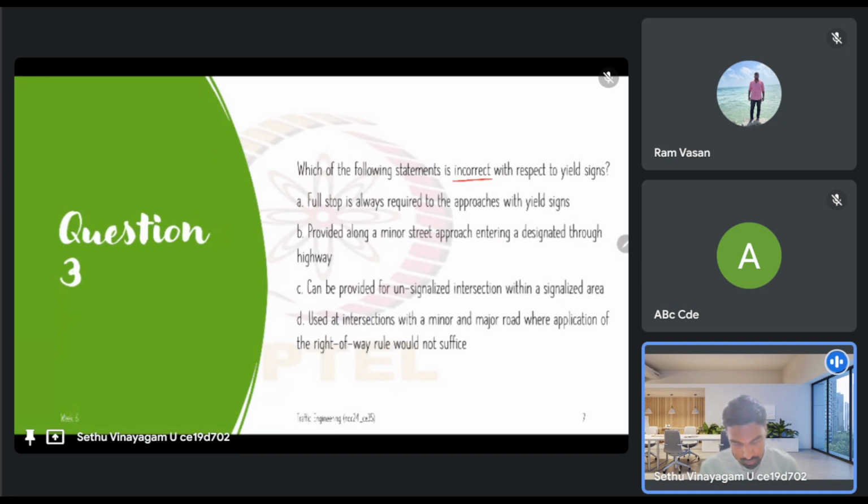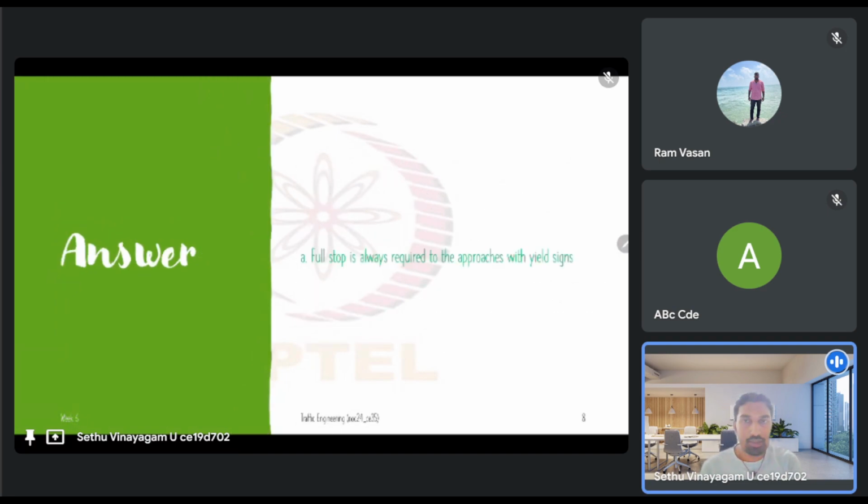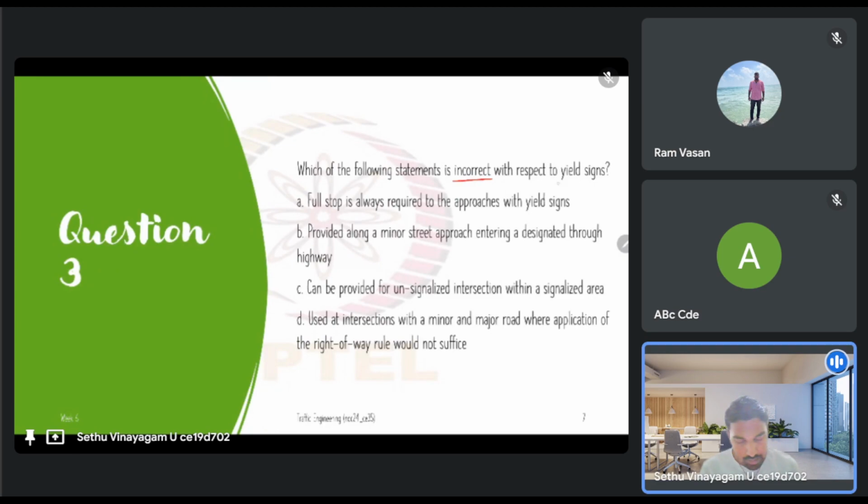Okay, so let's look at the answer. The right answer is option A, that full stop is always required to the approaches with yield signs. Here we are talking about the yield signs. As we saw earlier, yield signs do not need a full stop always. It's not mandatory for the vehicles to come to a complete stop if there is a yield sign. So the vehicles must slow down.